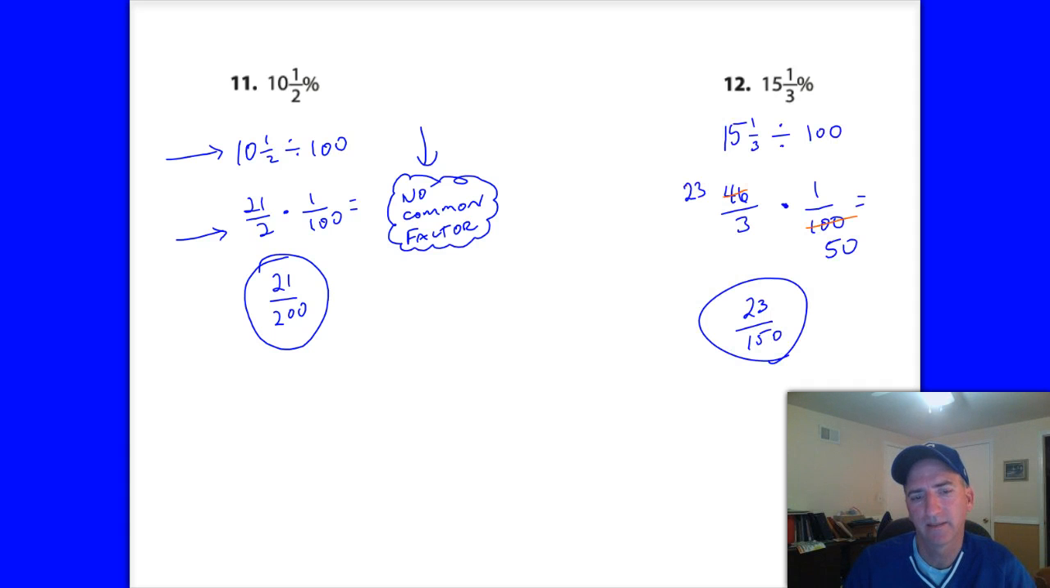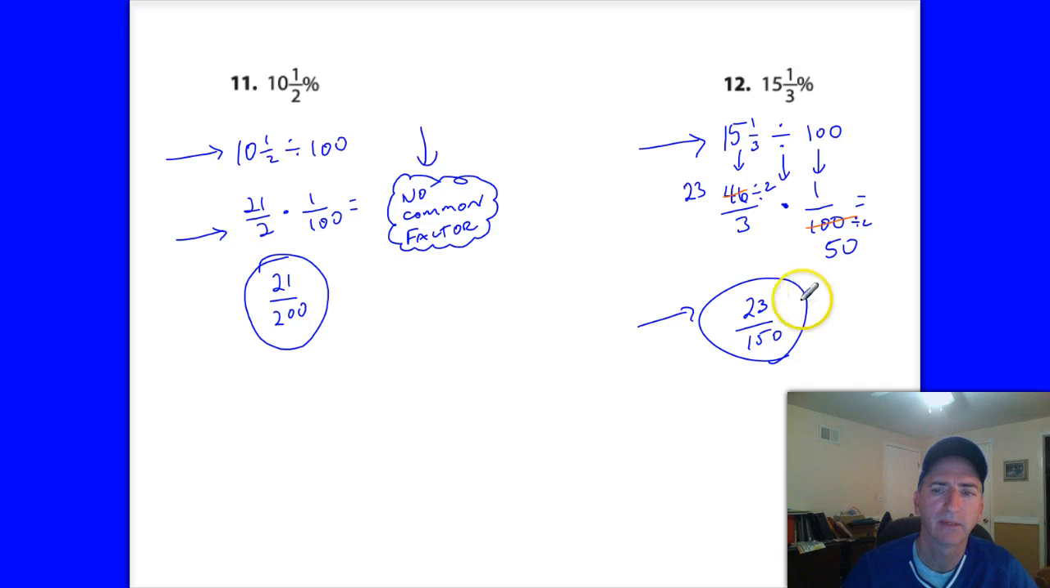And there it is. How'd you do? Did you get 23 over 150? I hope you did. If you didn't, please go back and look at it. But the first step is to write the question down, then change it to improper if you need to, do that, then keep, change. The common factor here was 2. Both 46 and 100 were divisible by 2. Give me 23 there and 50 right there. Multiply across. 23 over 150.